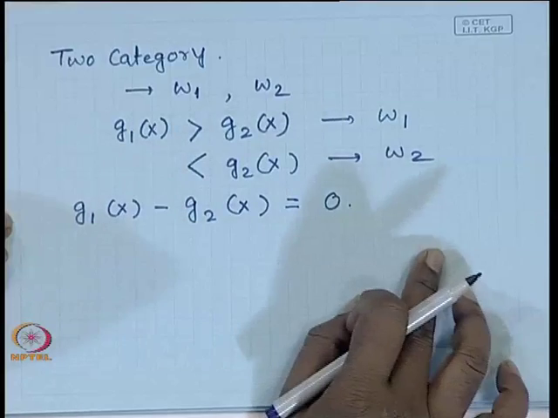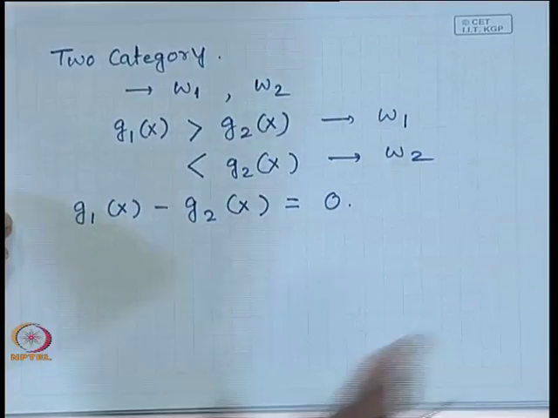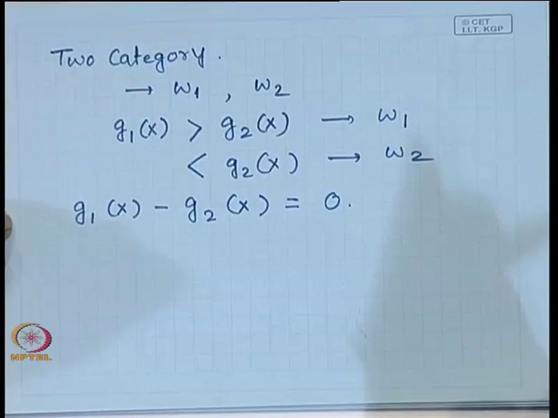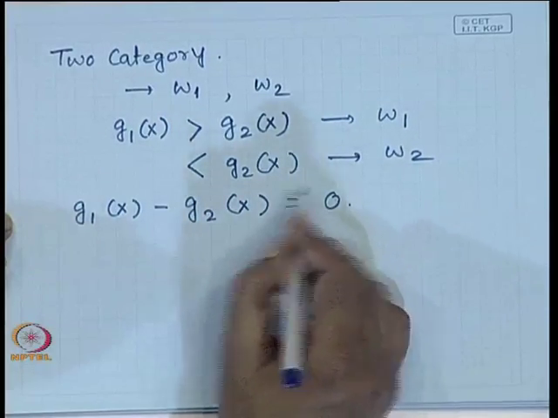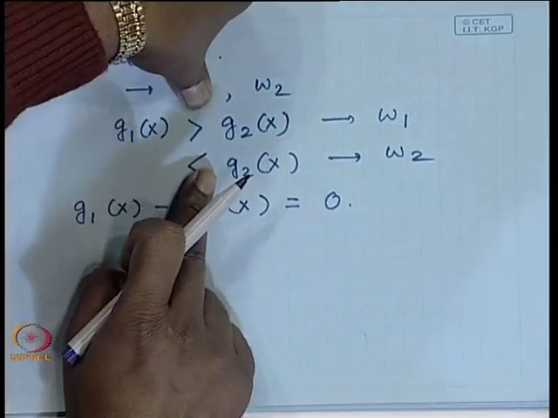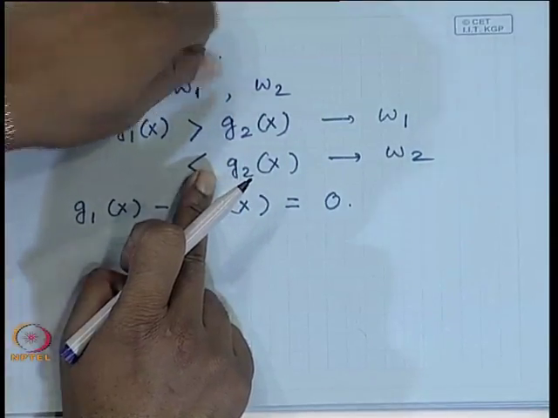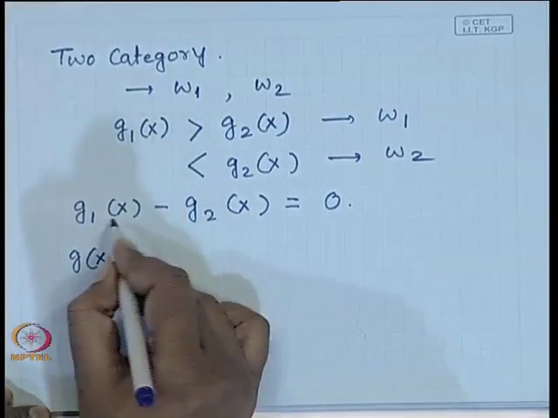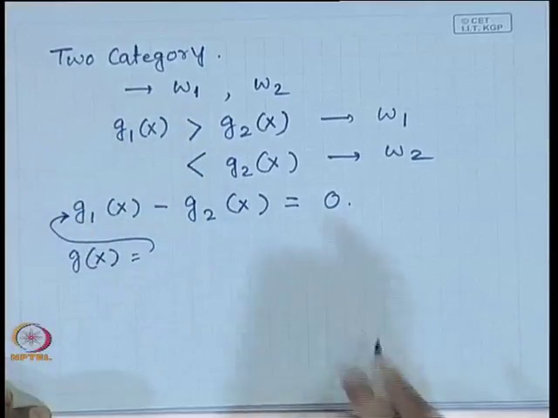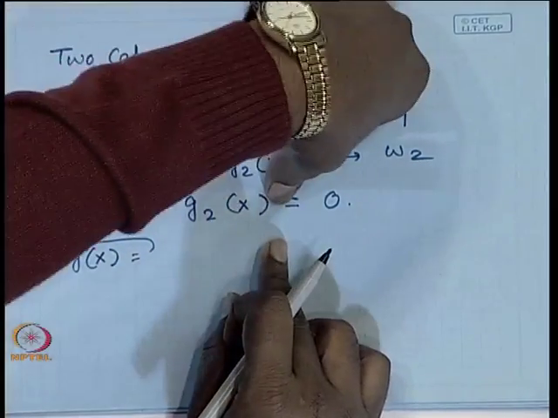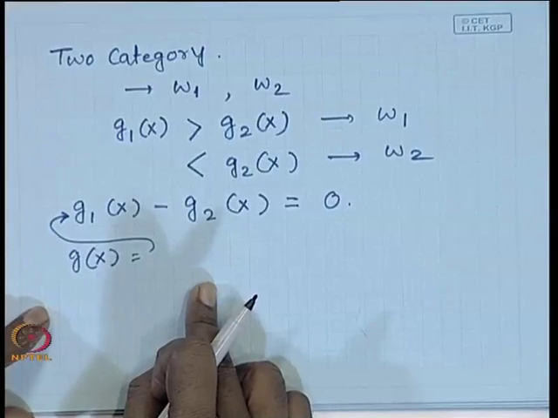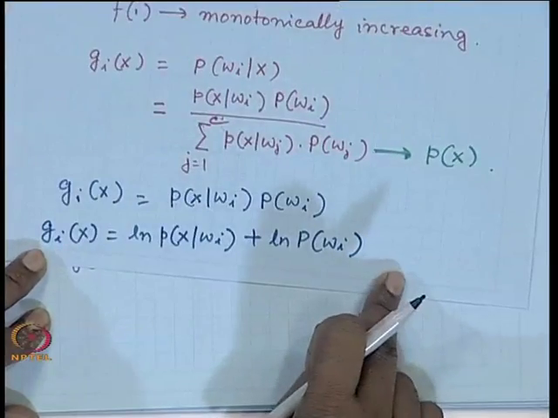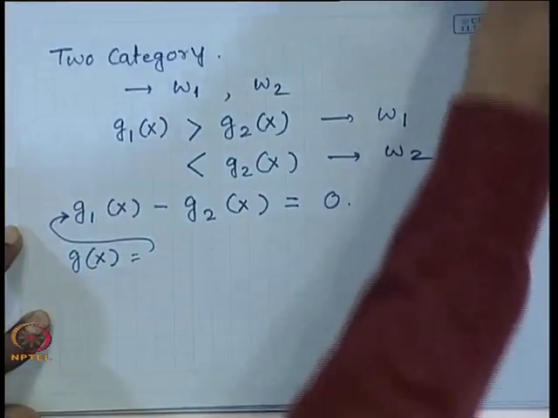So, g_1(x) minus g_2(x) equal to 0 gives me the decision boundary. If g_1(x) minus g_2(x) is greater than 0, I put it in class omega 1; if it is less than 0, I put it in class omega 2. So, particularly in a 2 category case, instead of taking these 2 discriminant functions, I can have a single discriminant function given by g(x) is equal to g_1(x) minus g_2(x), and if this is equal to 0, that gives me the decision boundary.